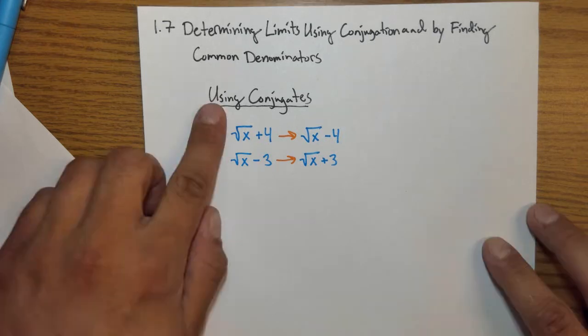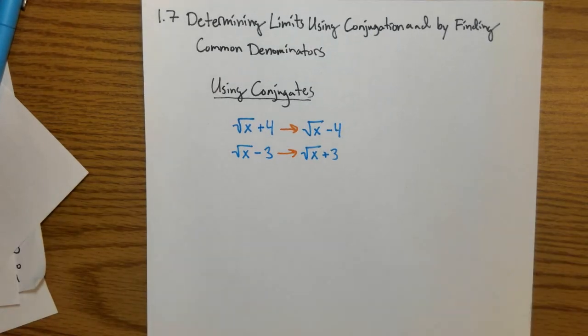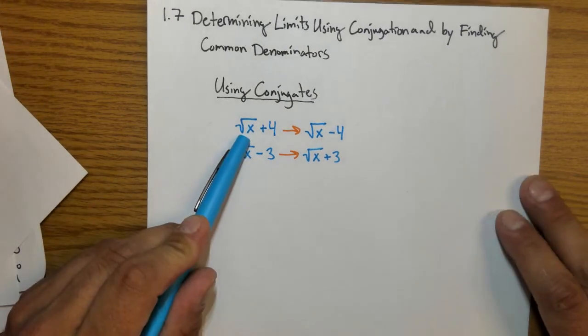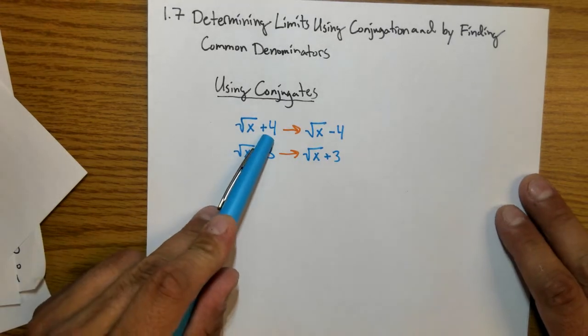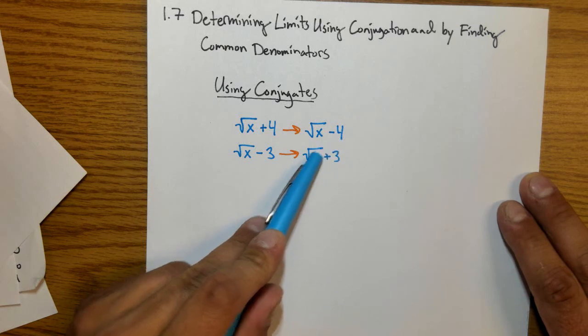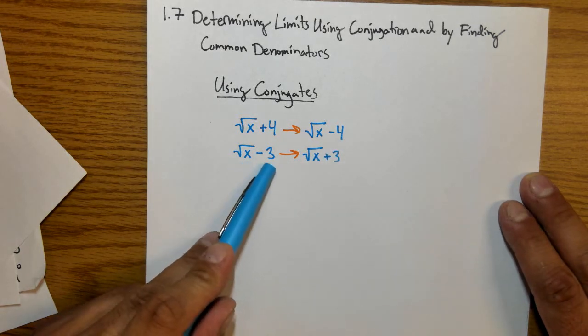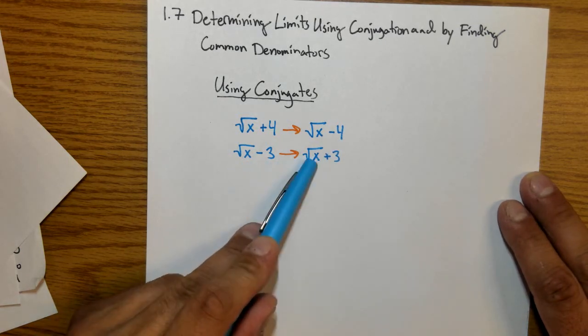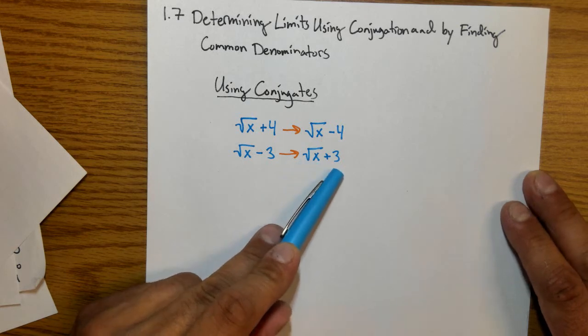So, conjugates. What is a conjugate? A conjugate is a binomial with the opposite sign in the middle. So for instance, if I have square root of x plus 4, its conjugate is the square root of x minus 4. If I have square root of x minus 3, its conjugate is the square root of x plus 3.